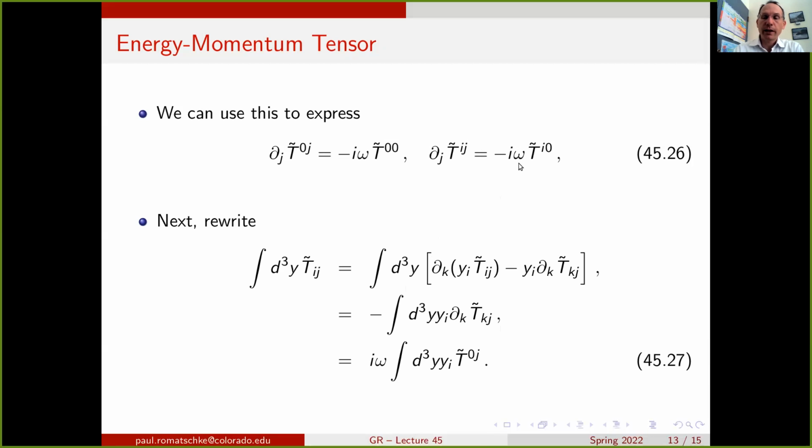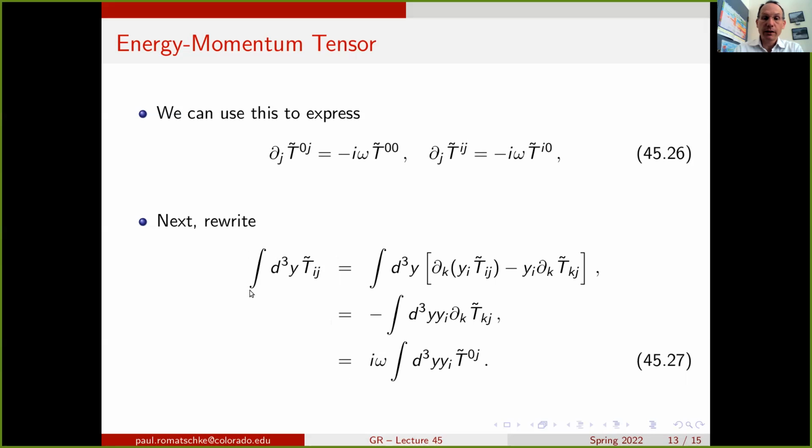Again, using the fact that the spatial components are not independent, we can use this relation up here to replace dk tkj in terms of the 0i component of the energy momentum tensor, which we have done here. And I will just note that because we're using the mostly plus metric convention, pulling the spatial indices up and down doesn't change the sign of any of the expressions, which is why you see that the spatial indices are sometimes up and sometimes down here, because it does not make a difference.